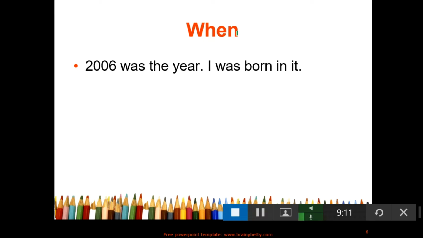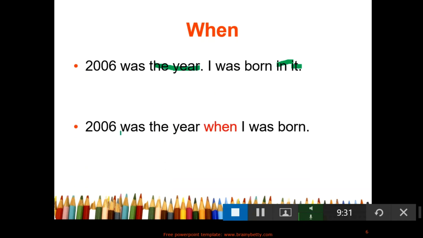Okay, when refers to time. So we have here the year, and I was born in it. We also have to omit the preposition in. How do we join them using when as a relative pronoun? 2006 was the year when I was born. When is a relative pronoun, refers to time, and it refers back to the year, which is 2006. So when is used to refer to time.